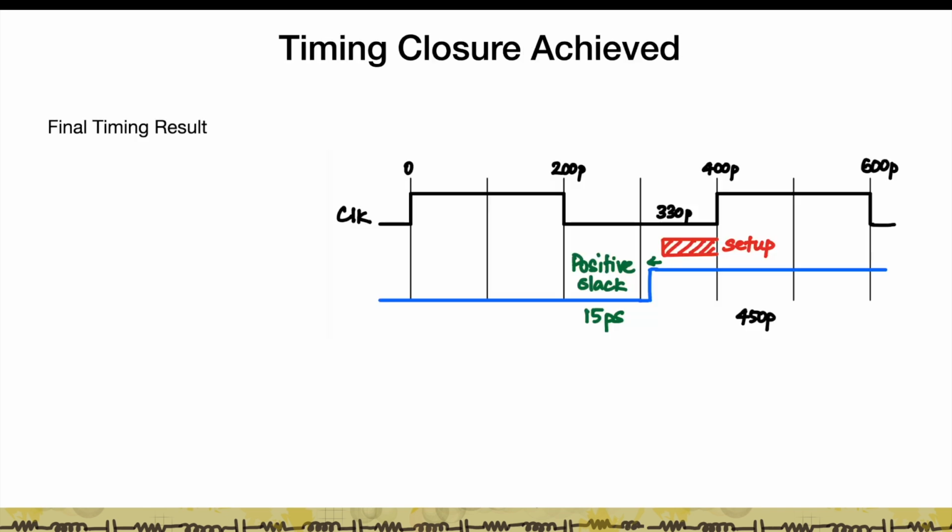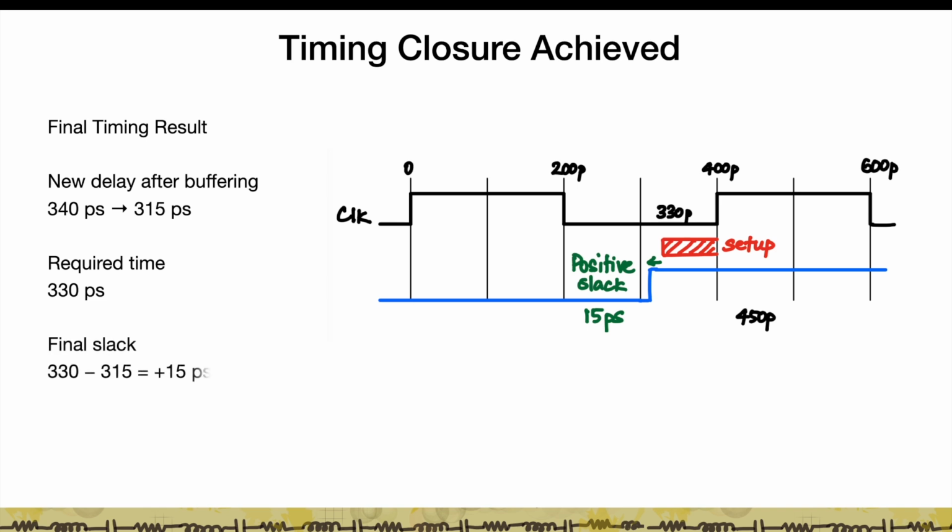So after buffer insertion, path delay drops from 340 picoseconds to 315 picoseconds. Required time is 330 picoseconds, so the final slack is 330 minus 315, which is plus 15 picoseconds. Timing closure achieved. Let's trace the full journey.